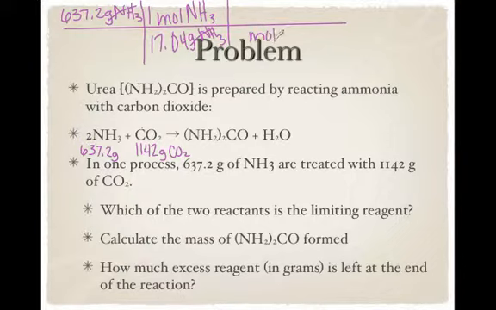Change it from moles of ammonia to moles of CO2. So for every 2 moles of ammonia, how much carbon dioxide do we need? 1. So it's a 2-to-1 ratio. How do you figure that out? We just use our coefficient, whatever the coefficient is. And if there's no coefficient, that means we just have one of them. And then 1 mole of CO2, what it says 44.01, right?